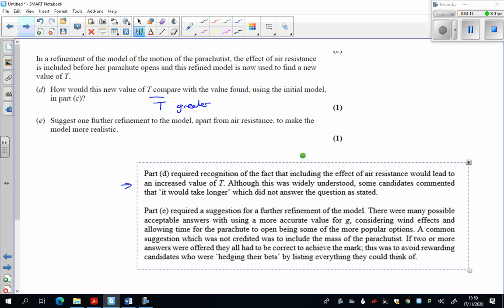The worded bits at the end of this, and I've included what the examiner's report have put in here, because I say this was a real paper. But how would t compare? So we were looking at that t is larger, or t is greater. Just the 1 mark just for writing that. You couldn't say it took longer. You weren't allowed to do that.